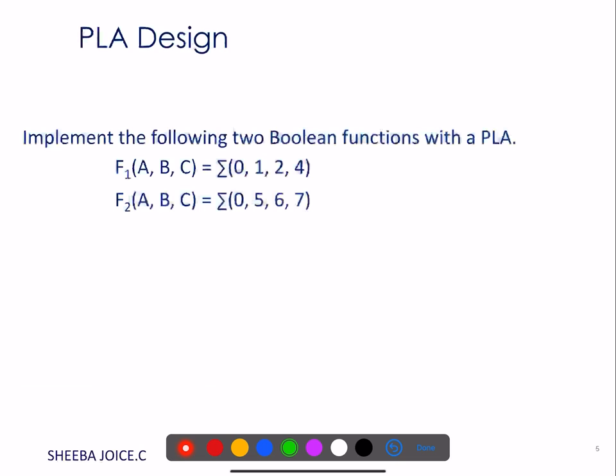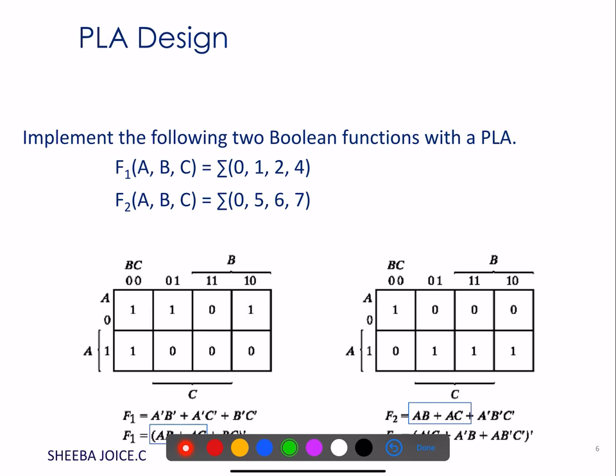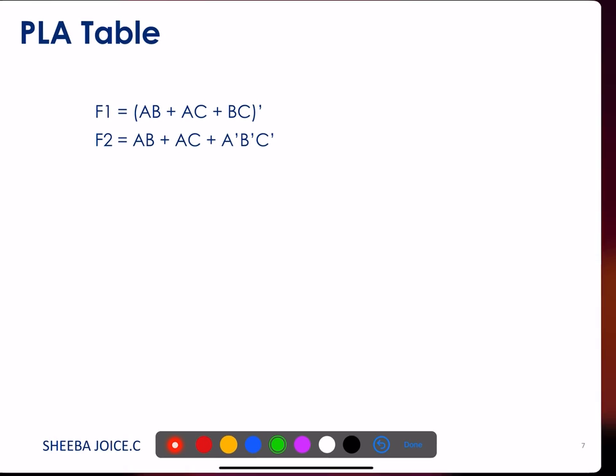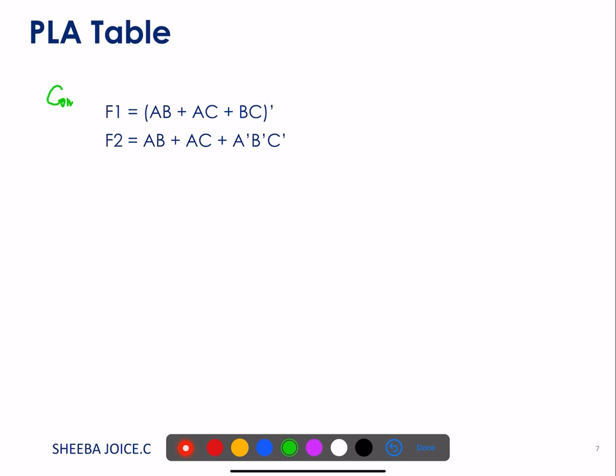Let us also try to design and implement the two functions with a PLA. F1 and F2 are represented using sum of minterms. So using the K-map, we can obtain the expressions. We have got F1 equal to (AB plus AC plus BC) the whole complement, and F2 equal to AB plus AC plus A complement, B complement, C complement. So from here we can understand F1 is in the complement form and F2 is in the true form.